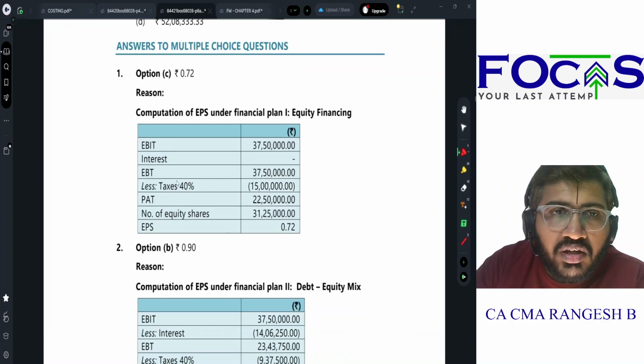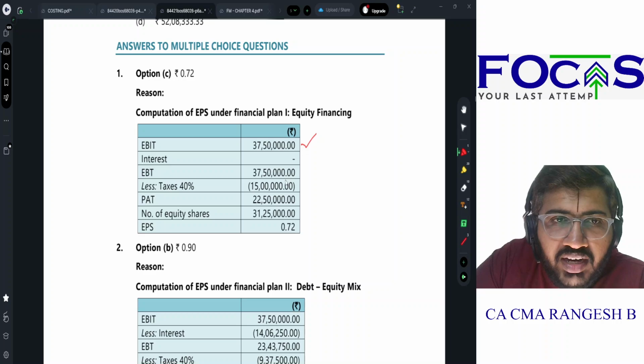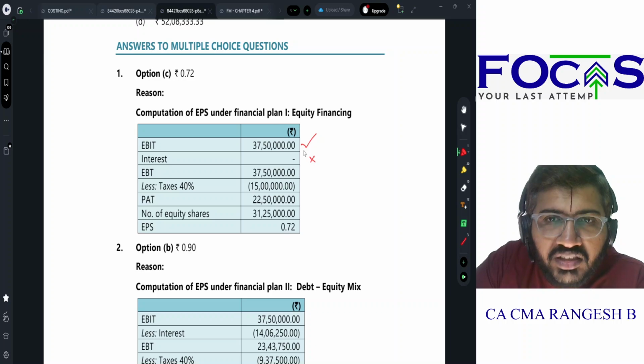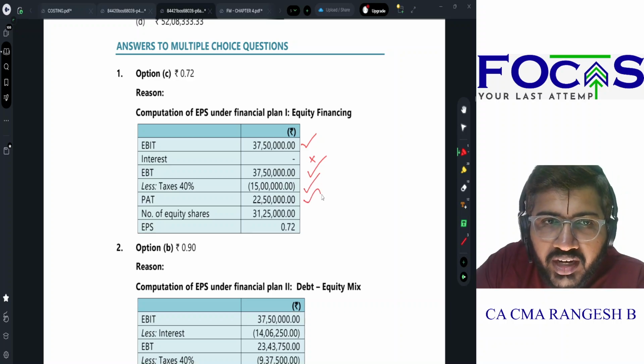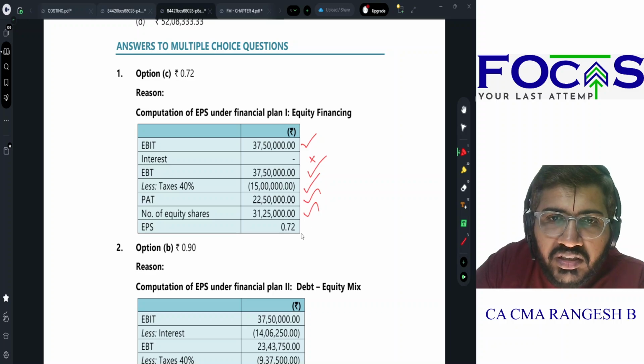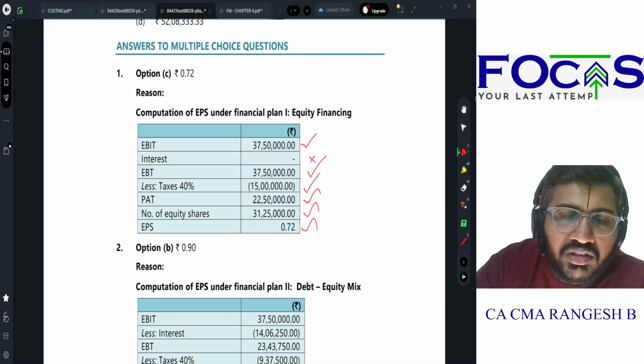Very simple. Current EBIT is 37 lakh 50,000. Option 1 is full equity, so there is no interest, there is no preference dividend also. So my EBT will also be 37 lakh 50,000. Tax is 40%. PAT is 22 lakh 50,000. Number of shares is 31 lakh 25,000. So my EPS is 0.72.